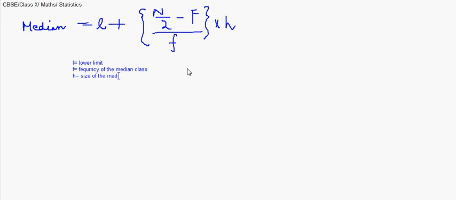And then you have this capital F, which is the cumulative frequency of the class preceding the median class. I'll write it in short: cumulative frequency of the class. We need to remember this. It is the cumulative frequency of the class preceding the one which is established as the median class.